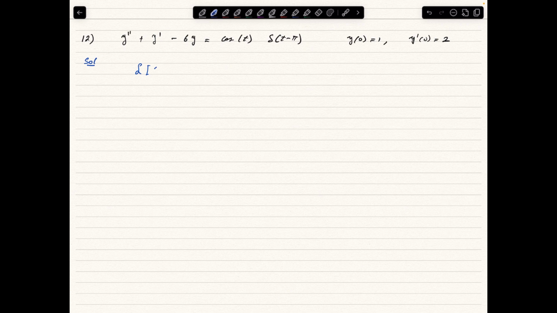The Laplace transform on the left side is going to be something like this. And on the right side, well, the Laplace transform of the whole right hand side, cosine of t times delta of t minus pi. What do we do on the right hand side?